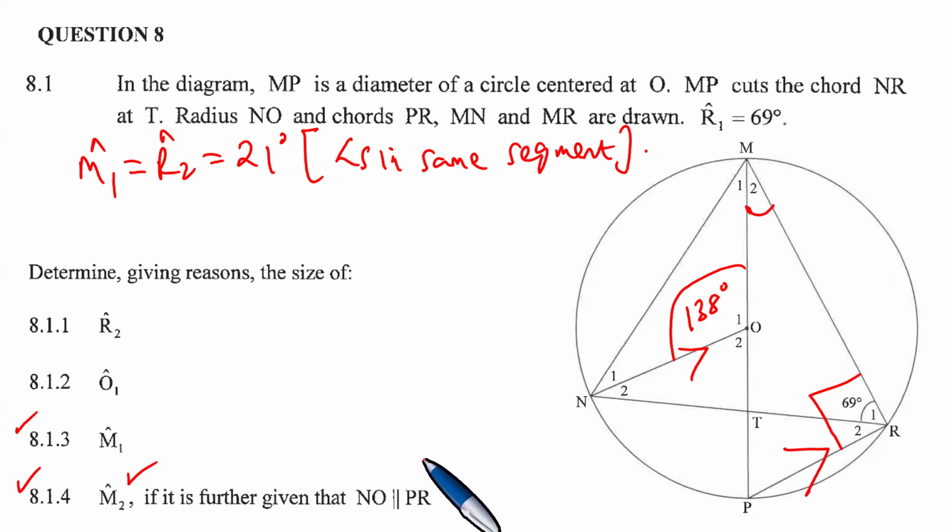So you really are on point, and it makes a lot of sense. We want to find the size of the angle M2. Now you saw that this is part of this. So what do you think the angle O2 is? O2 is 42. It's 180 minus 138, because of angles in a straight line.